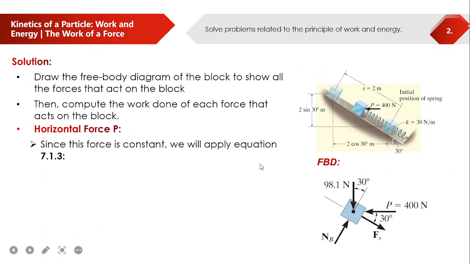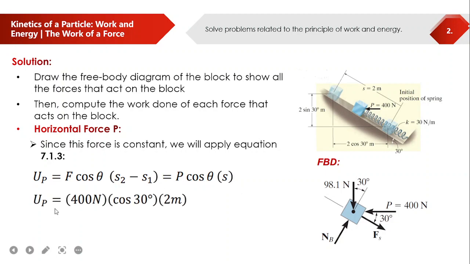Since this force is constant, we will apply equation 7.1.3. Meron tayong constant kasi nga constant yung force natin, tapos na straight line path yung movement or displacement. So therefore we can use the 7.1.3, which is U, the work from 1 to 2, is equals to F cosine theta times S, diba? F cosine theta times S sub 2 minus S sub 1. So that will be the work of the horizontal force P, no? That will be P cosine theta S, no?